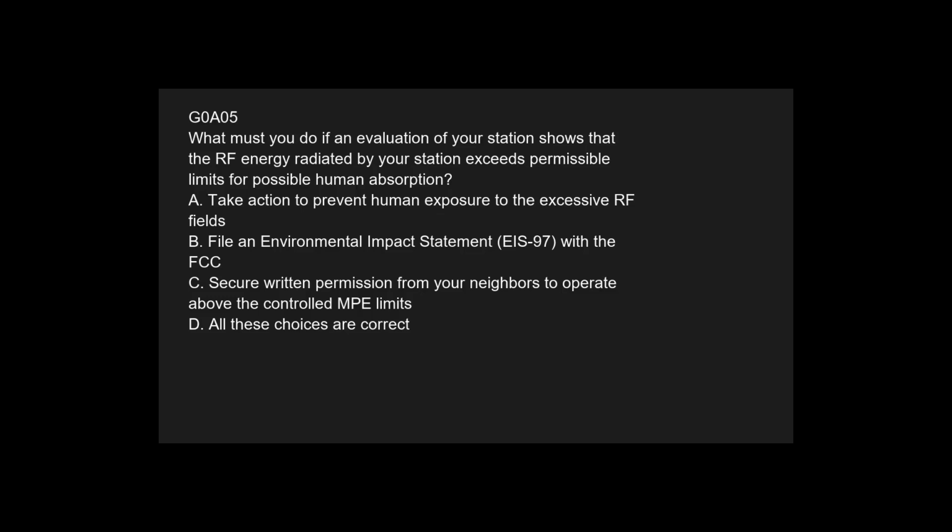Question: what must you do if an evaluation of your station shows that the RF energy radiated by your station exceeds permissible limits for possible human absorption? The correct answer is A. Take action to prevent human exposure to the excessive RF fields.